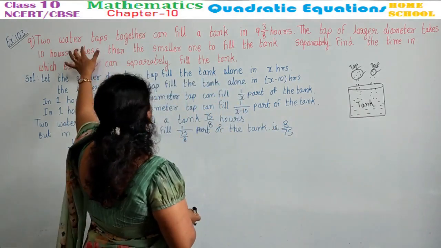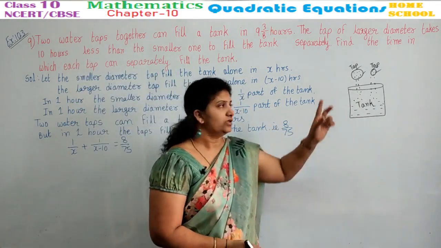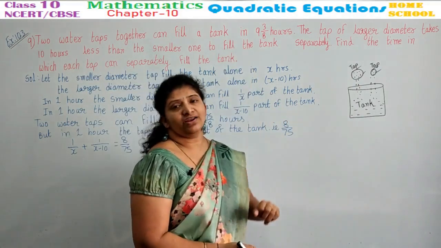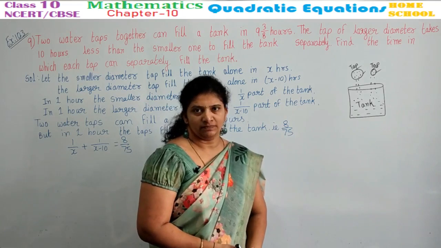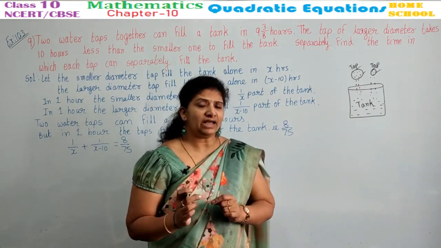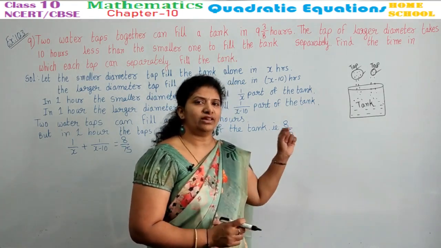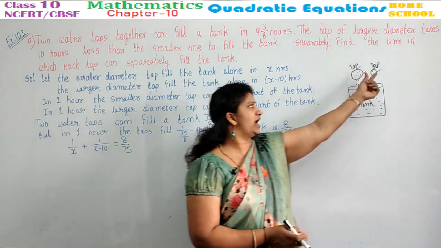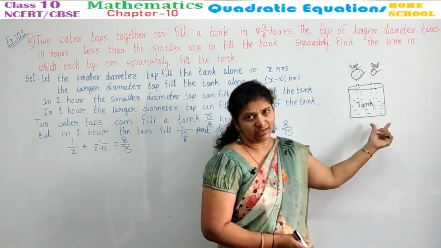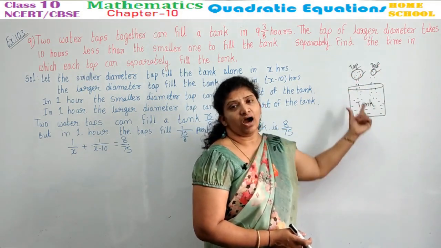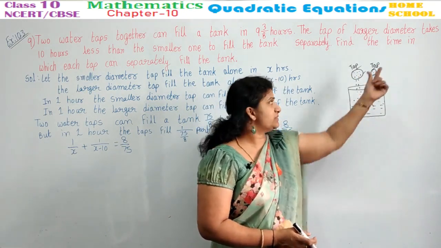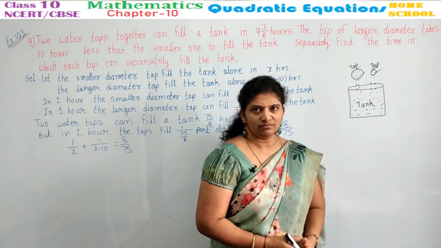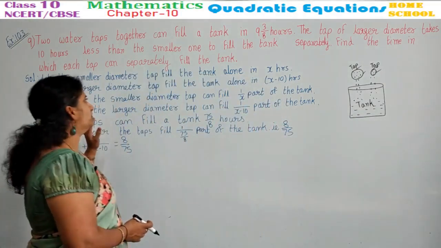And one more point given, two taps together can fill a tank in 3/8 hours. Separately, what is the time taken to fill the tank? Separately means, how many hours is needed for this tap to fill the tank, and how many hours for the larger diameter tap. Suppose if you know the smaller, that minus 10 will be the larger. Right, let's start our problem here.